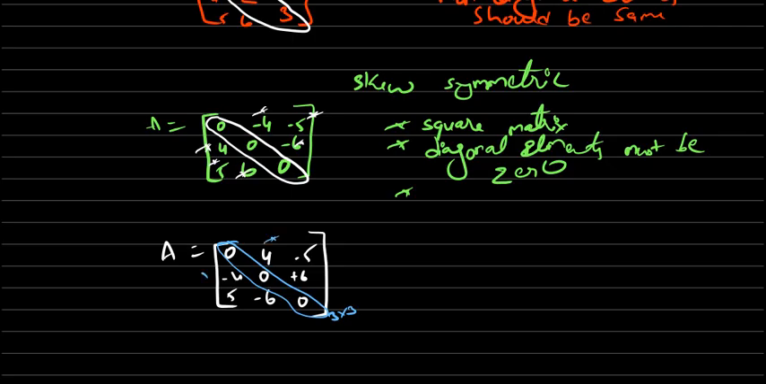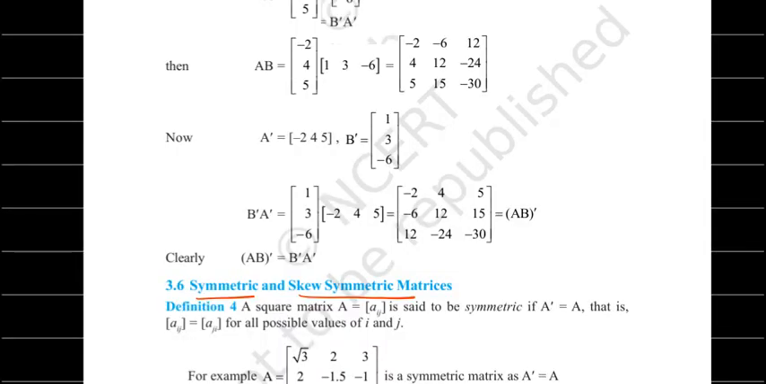You can observe this: plus 4 here, minus 4 here, plus 5 here, minus 5 here, plus 6 here, minus 6 here. This is a skew symmetric matrix, and that is a symmetric matrix. Let us see the definition, and you will come to know what actually it is.